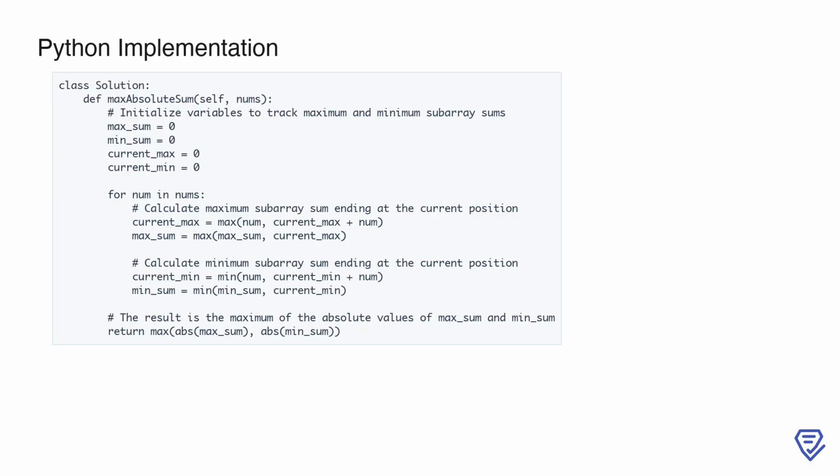Similarly, we calculate current_min as the minimum of the current number alone or the sum of the current number with the previous minimum subarray sum. This tracks the smallest subarray sum ending at the current position. We then update min_sum accordingly. Finally, the result is the maximum of the absolute values of max_sum and min_sum. This ensures we account for both positive and negative extremes of subarray sums.